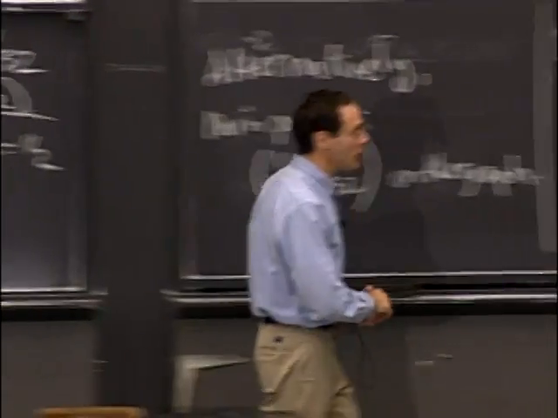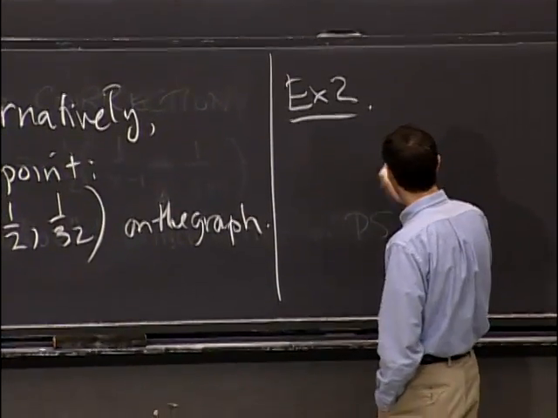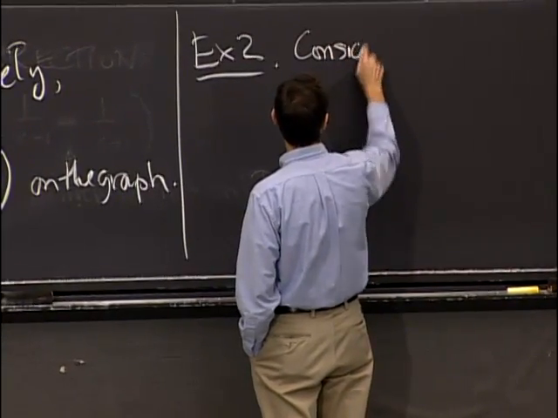Okay, so let's do another example. So this is an example to get us used to the notion of constraints. So consider a box without a top.